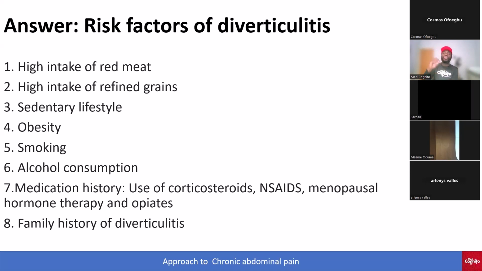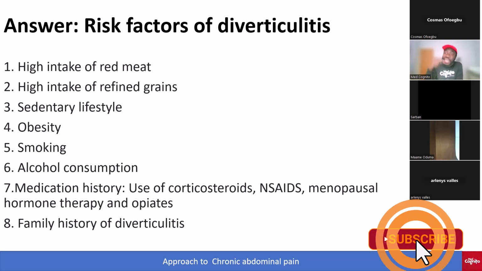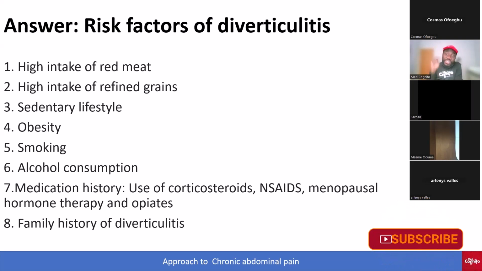So part of your learning is to know some of the medication classes which can predispose somebody to acute diverticulitis. Steroids, NSAIDs, menopausal hormone therapy, opiates, right? And then family history of diverticulitis. These are the risk factors of diverticulitis. Risk factors of diverticulitis covered.